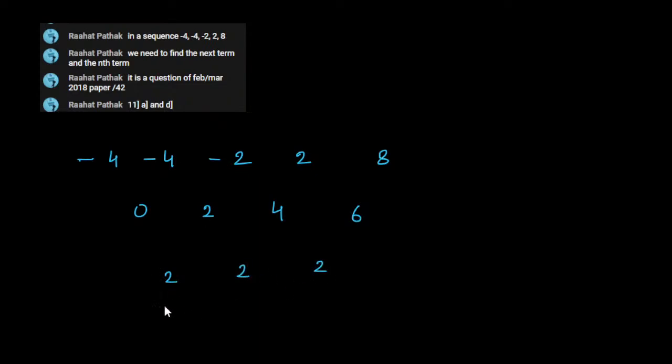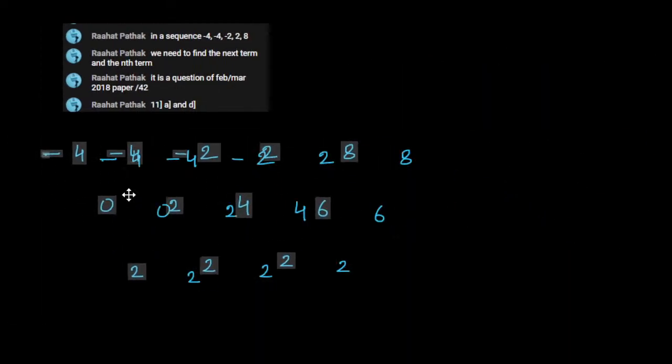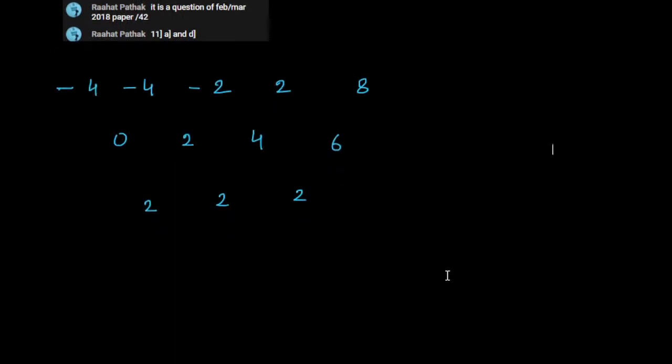So as at the second level your difference is 2, what you can say is that this is a quadratic sequence. Do you know the format of a quadratic sequence? I will keep it here only. The format of a quadratic sequence is a n square plus bn plus c.